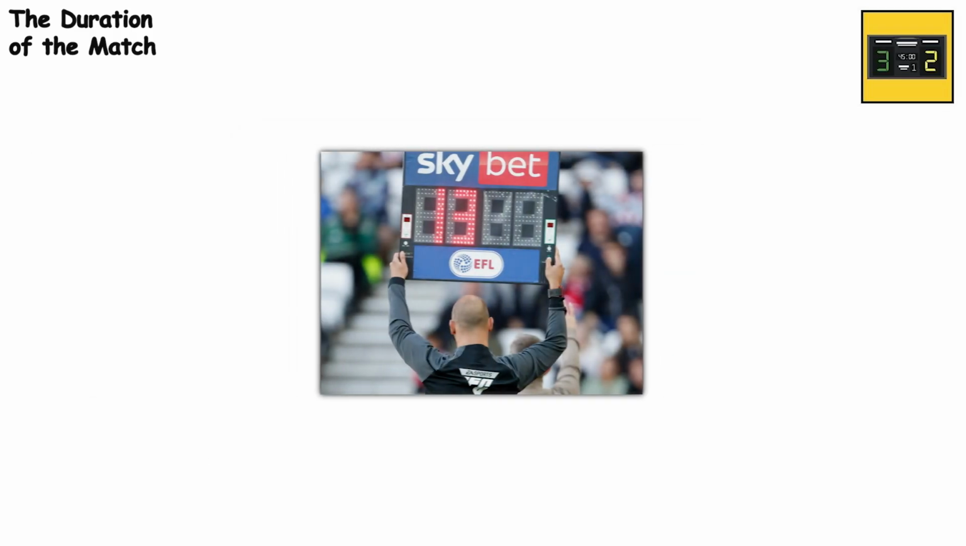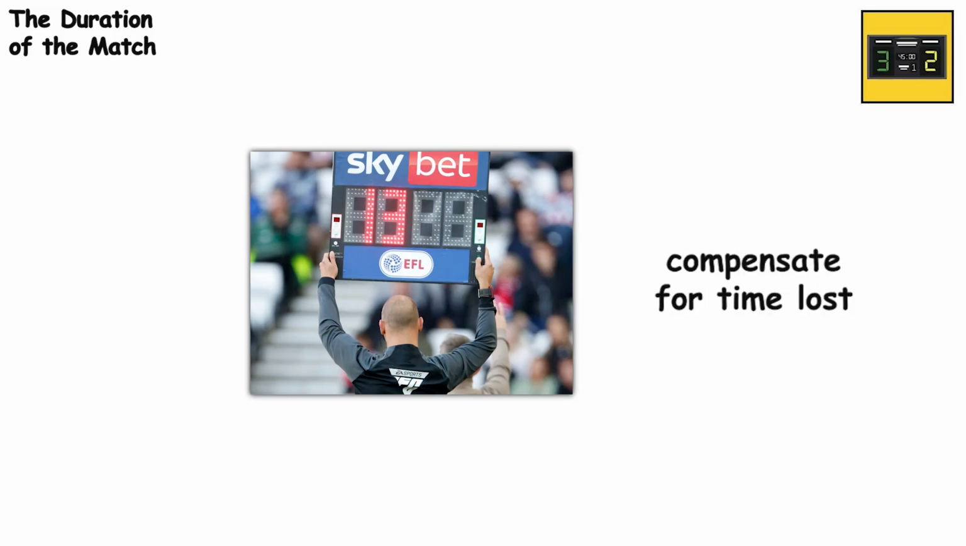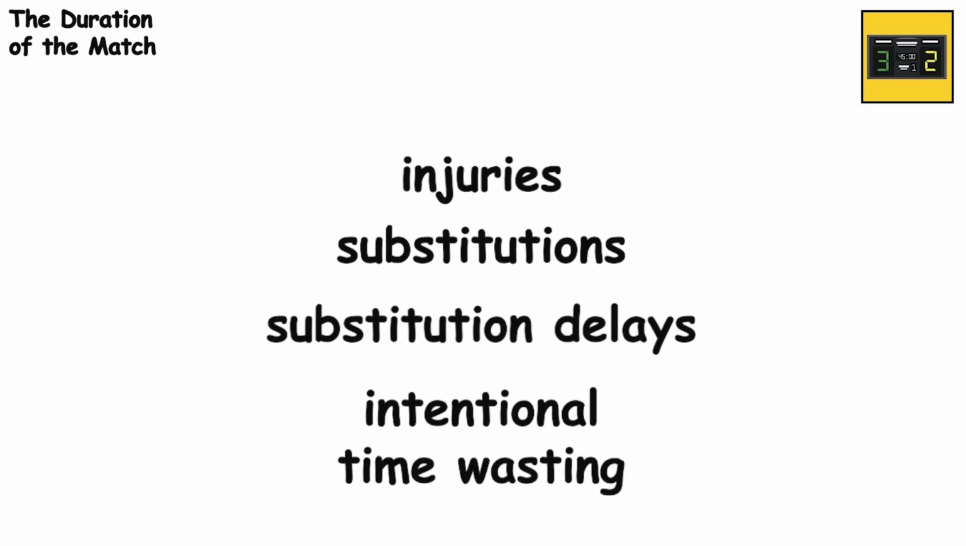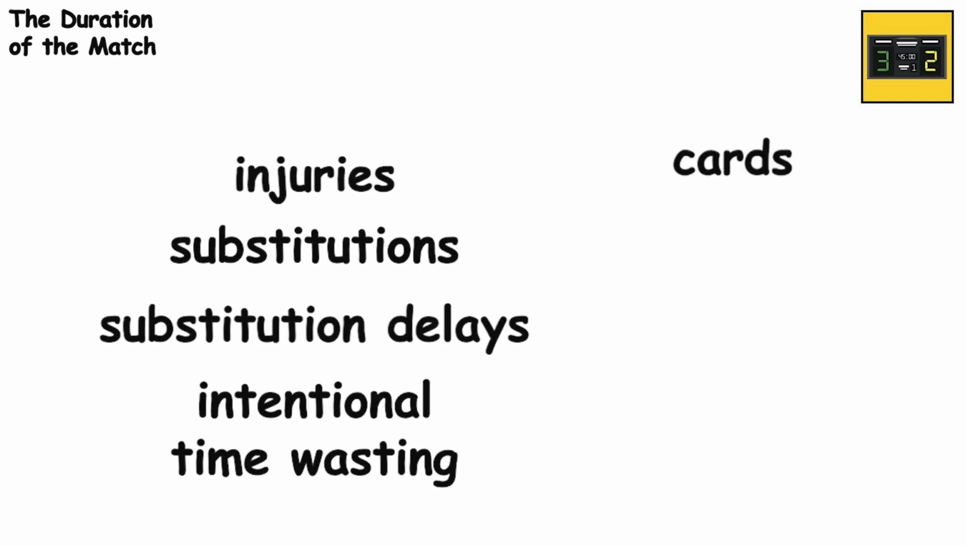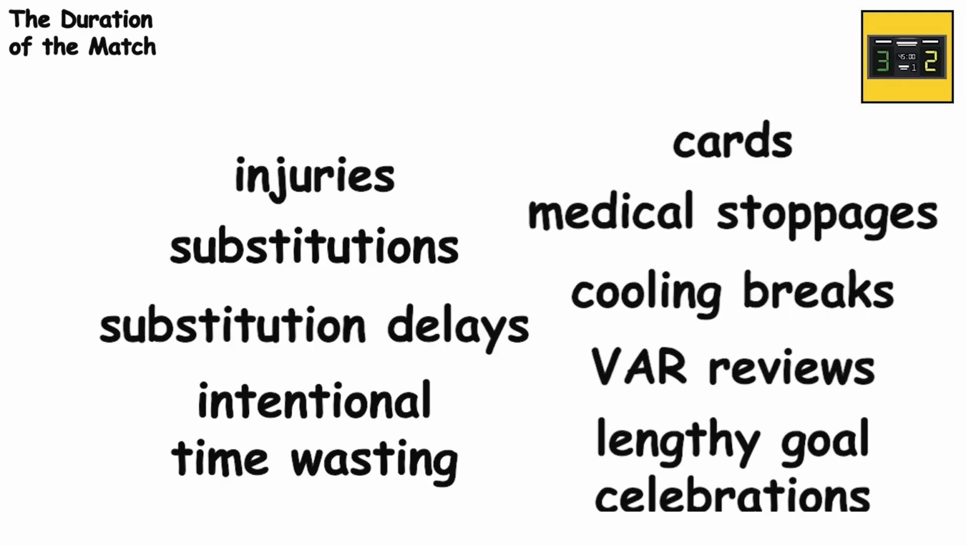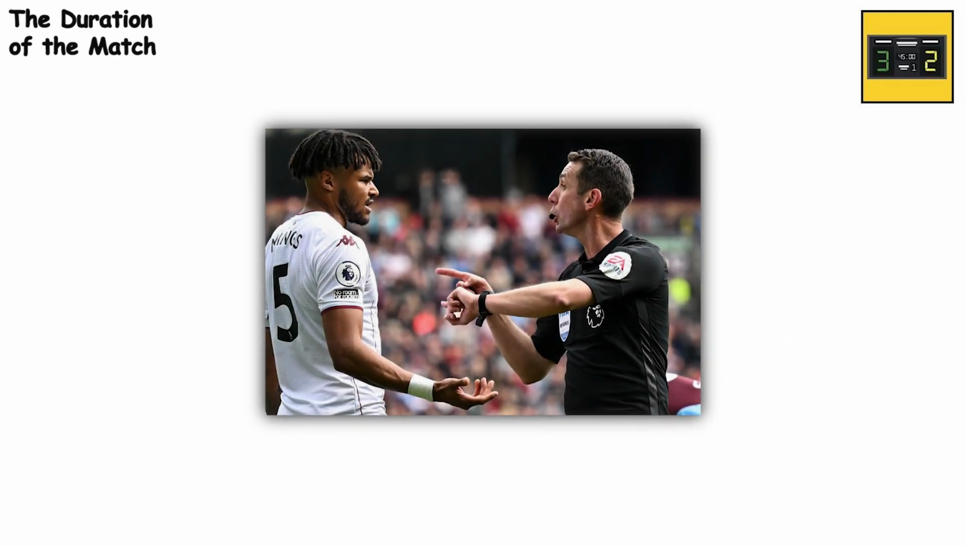The referee adds additional time at the end of each half to compensate for time lost during that half. This includes injuries, substitutions, substitution delays, intentional time wasting, disciplinary actions like cards, medical stoppages, cooling breaks, VAR reviews, and lengthy goal celebrations. The referee tracks all incidents and determines how much to add to the official time.